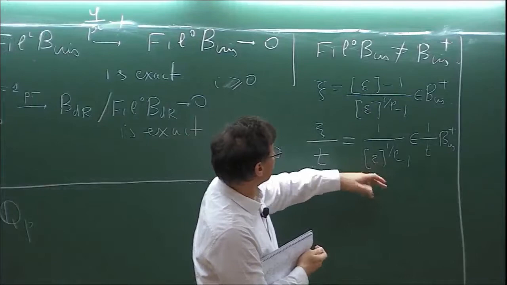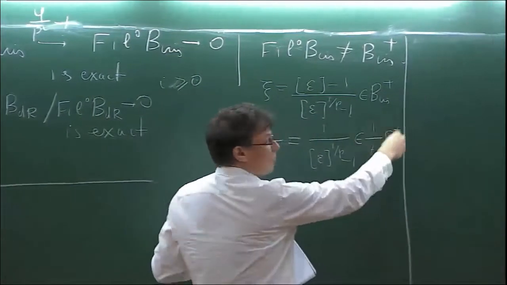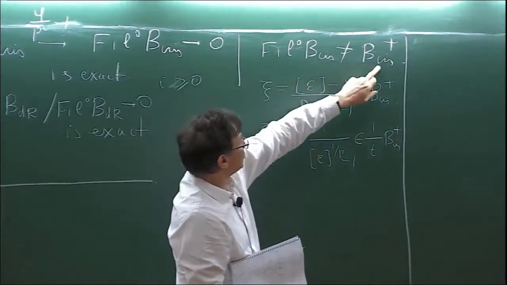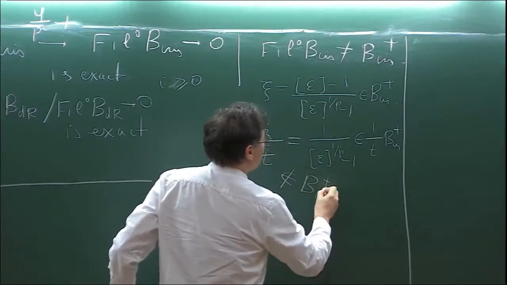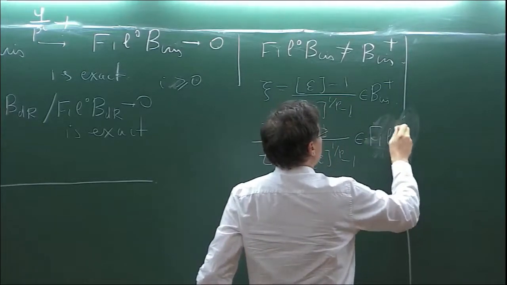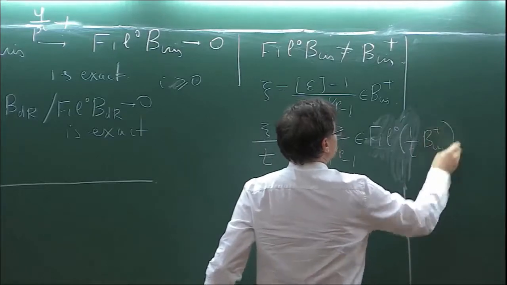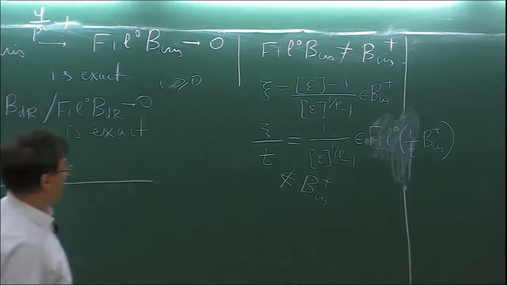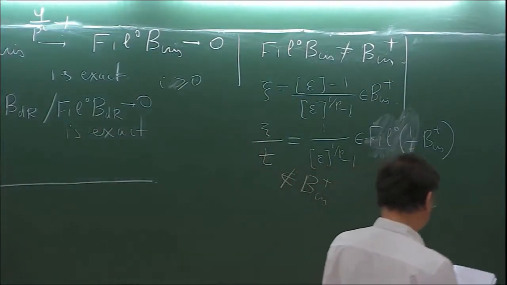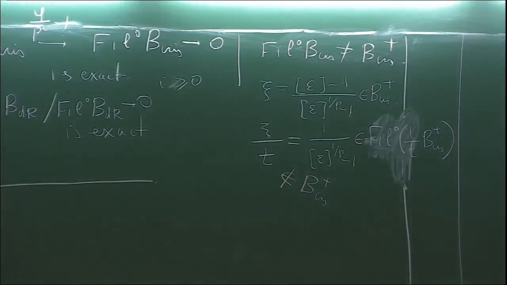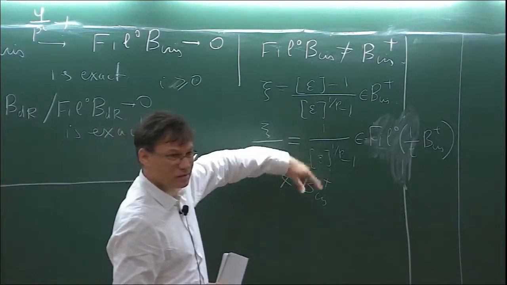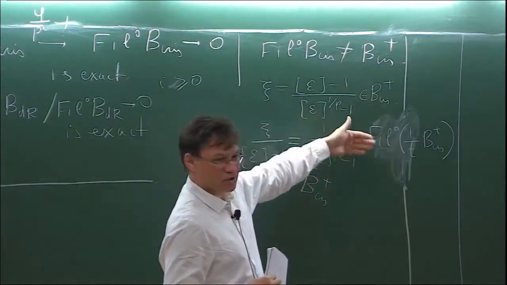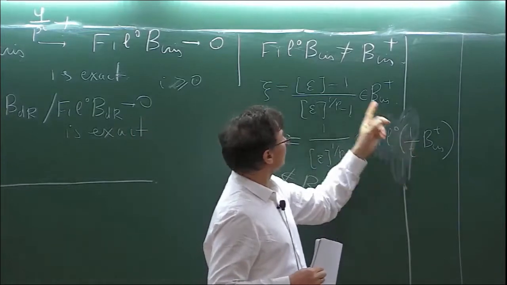But in fact, it lives in Fil^0 of this quotient, but it doesn't live in B_crys^+. Sorry, yes, it lives in Fil^0 of B_dR^+, but not in B_crys^+. Yes, we can take it here. But the idea is the same, so we get denominators, but which are not in the kernel of theta.